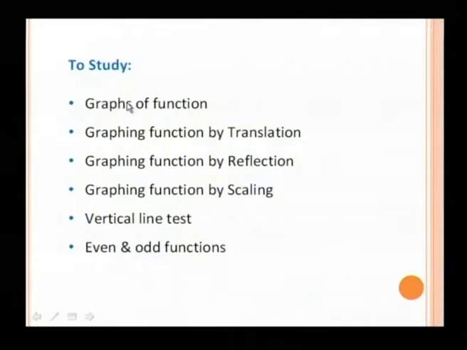Now, after having the concept of functions and some operations on functions, we are able to move further to the graphs. So today we will study graphs of function, graphing function by translation, graphing function by reflection, graphing function by scaling, a vertical line test, even and odd functions.